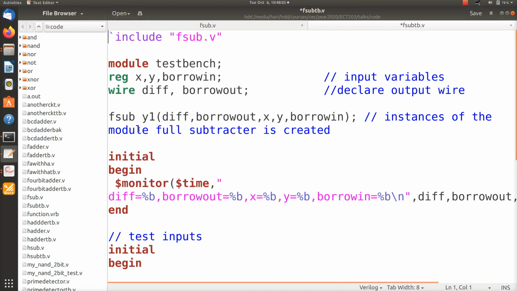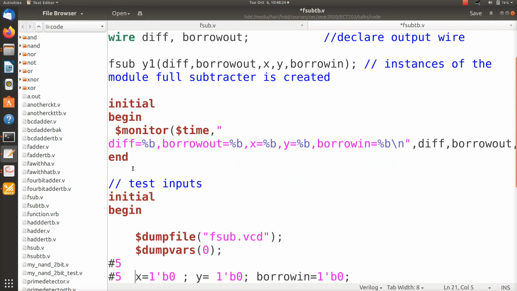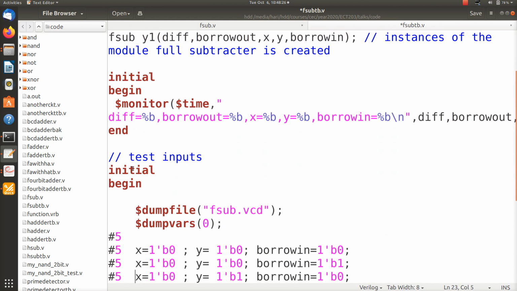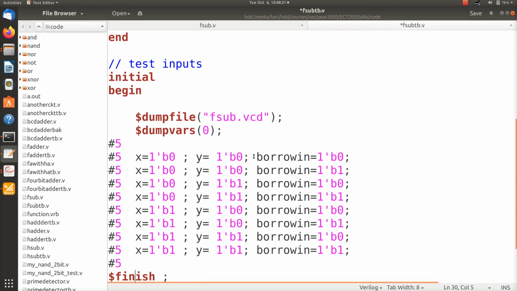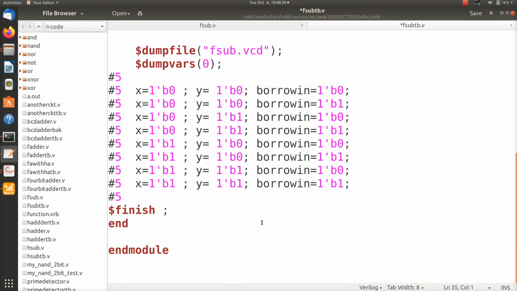Then I make an instance of the full subtractor, that is fsub, some y1, some value, diff, borrow out, x comma y comma borrow in. That makes an instance of the full subtractor. Then as usual I give the monitor and everything. I initialize these things. I write to a dump file, fsub.dump, and I give these patterns, like 0 0 0, 0 0 1, that way. Then I finish and end module. Now we can run this code and appreciate this.